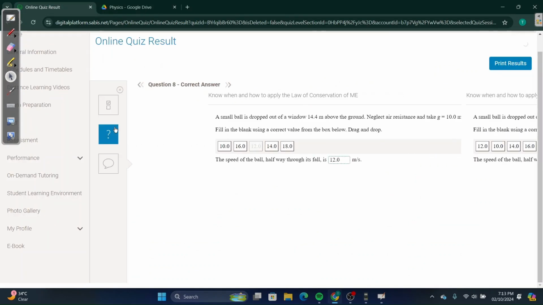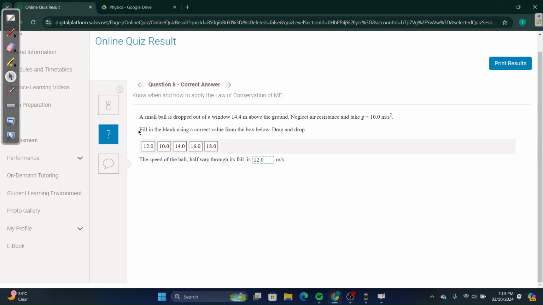Okay, question 8. A small ball is dropped out of a window 14.4 meters above the ground. Neglect air resistance, g is 10 meters per second squared. Find the speed of the ball halfway through its fall. This is an application of the law of conservation of energy. So mechanical energy, again, is equal to kinetic energy at point P plus potential energy at point P.